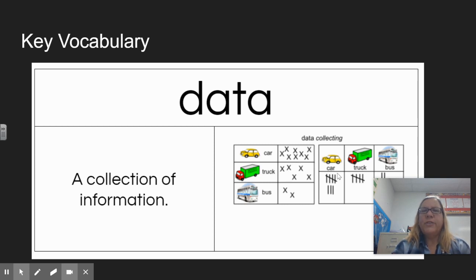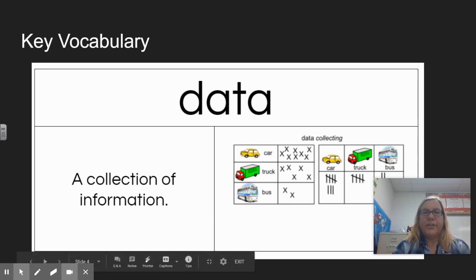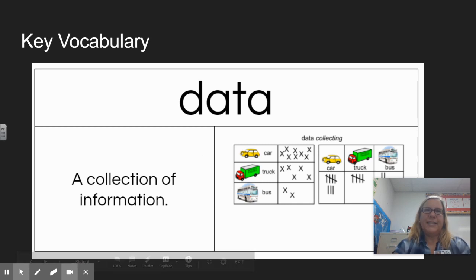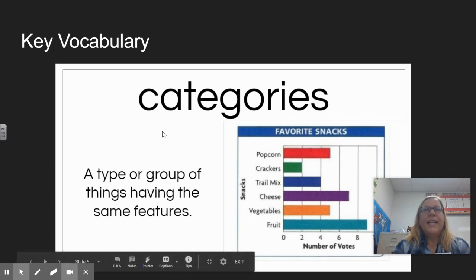So we can see next to it that we have a tally table, and we've counted up the X's over here in our other table, and we've got 8 for the car, 5 for the truck, and 2 for the bus. So we're representing our data using a tally table and a regular table, and we're just representing that collection of information. And that is what data is. We collect it.